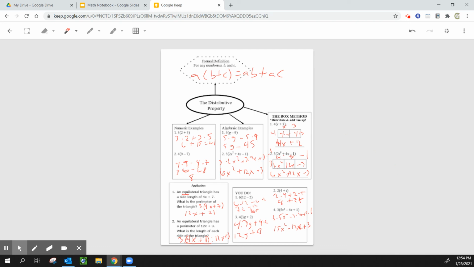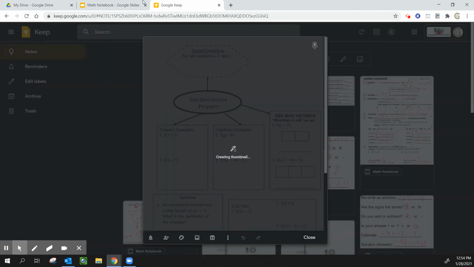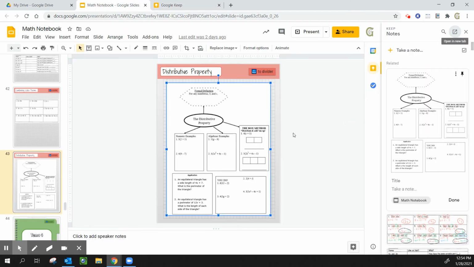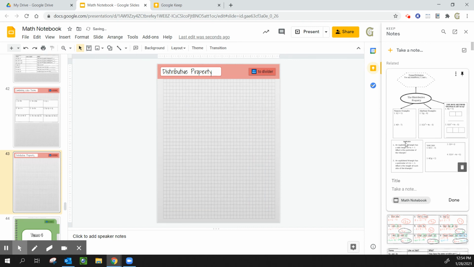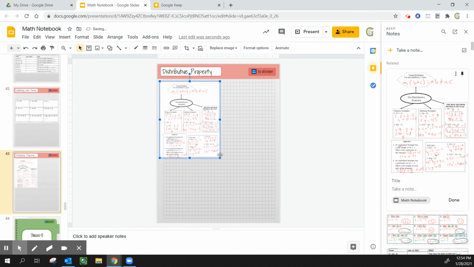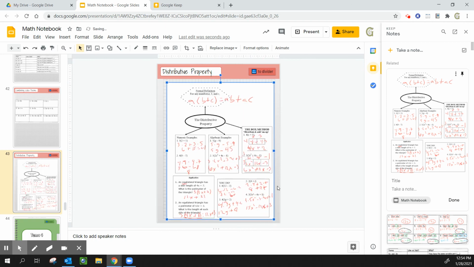So we'll go ahead and go back here. We'll put this page in our math notebook. And then use it to help you answer the questions.